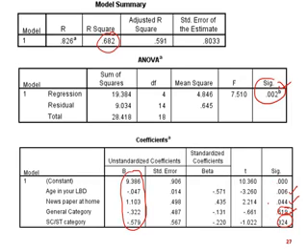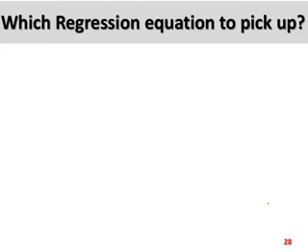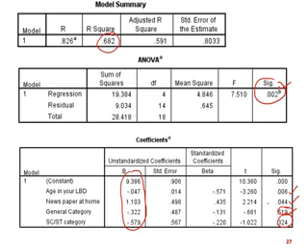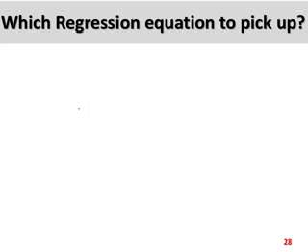So this is the situation in which it is. And so this is how we can proceed. This means that this category concept is not useful. This category variable is not very useful. So ultimately we come to this: which regression equation to pick up? That means I had shown many regression equations.